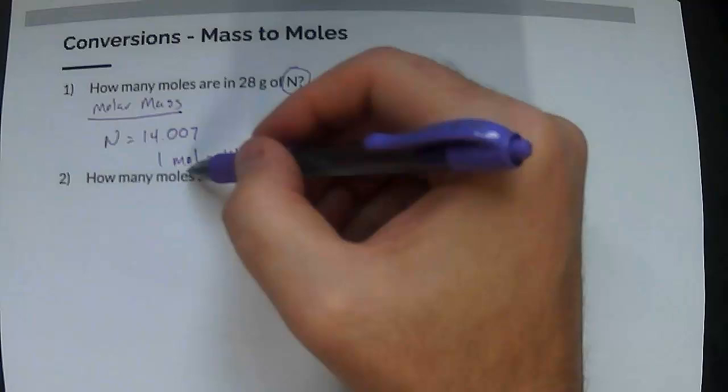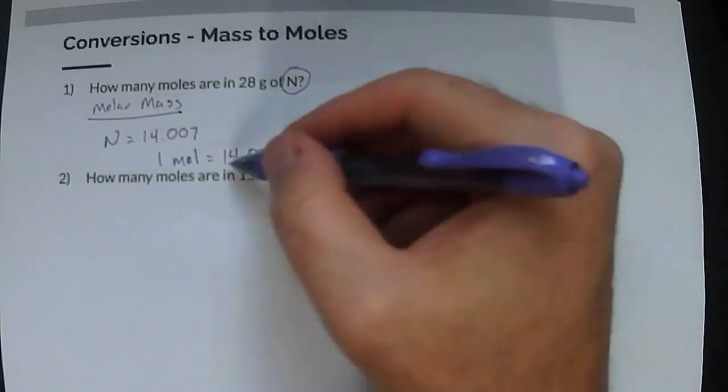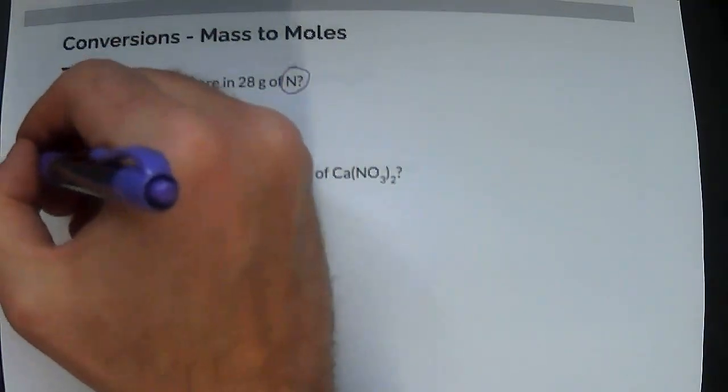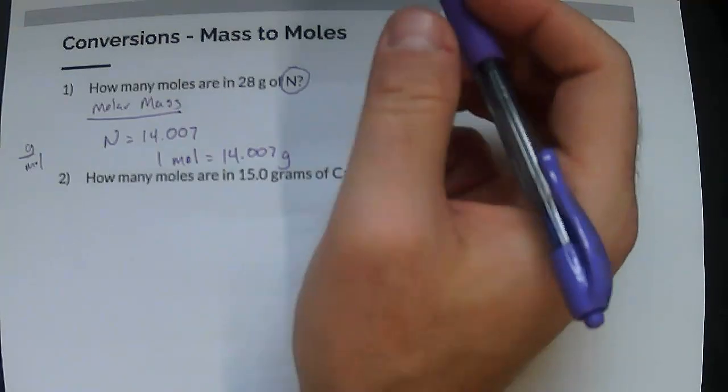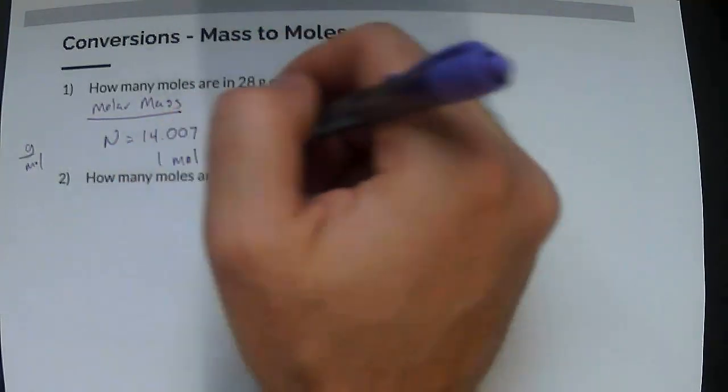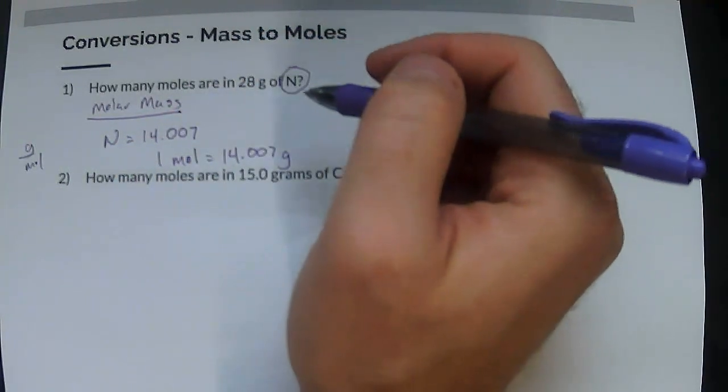So this is why we're writing it out like this. You could get in the habit of writing grams per mole if you wanted to. But I think that this helps us do these sorts of problems.